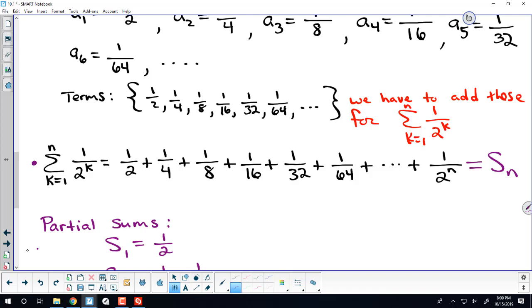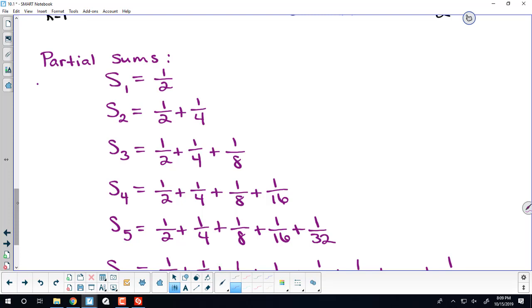So since the partial sums, we should write these out. This is up to 5. So we'll do here, here, here. Let's get an idea of these values. So that's our 1/2. That's going to be 3/4. That's gonna be 7/8. That's gonna be 15/16. And this is gonna be 31/32.